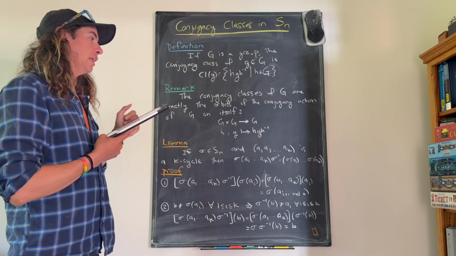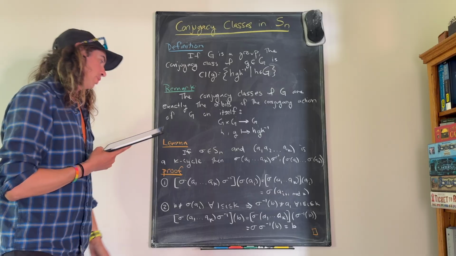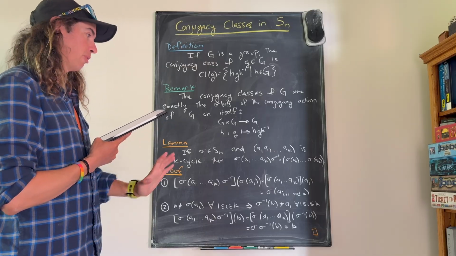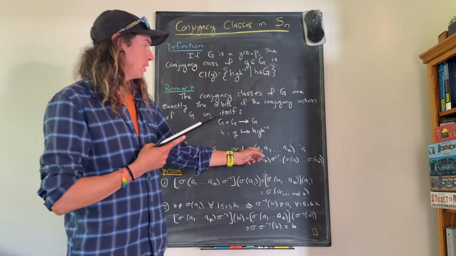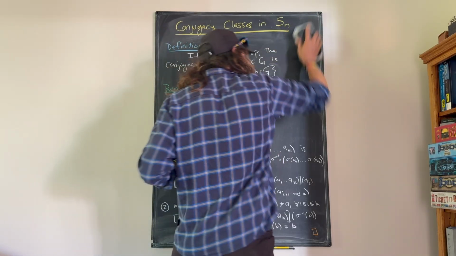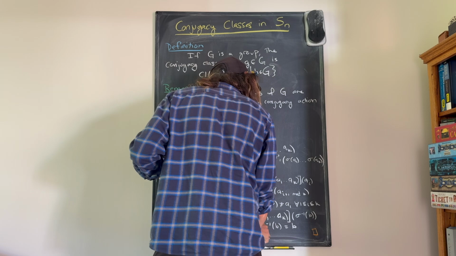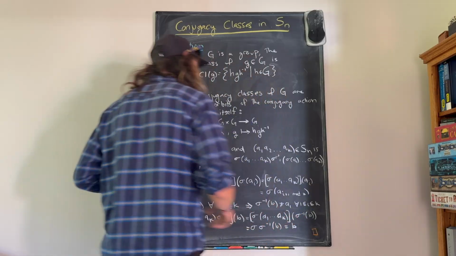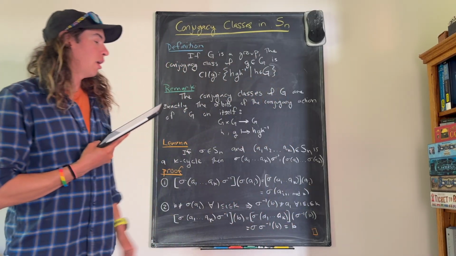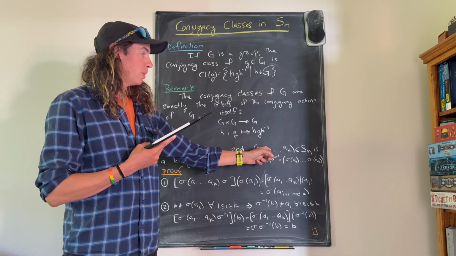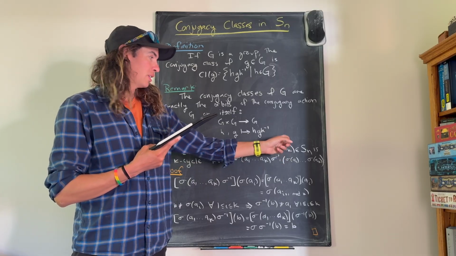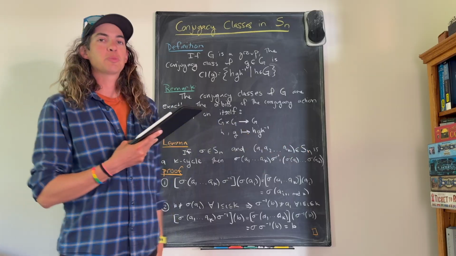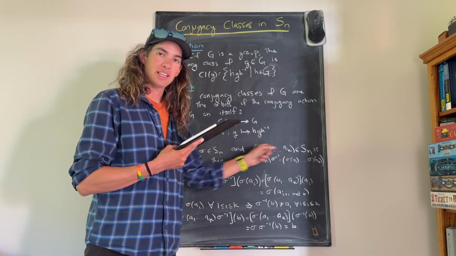Let's begin with a lemma that will lead us to the full classification. If sigma is in Sn, so if sigma is a permutation of the numbers 1 through n, and I have a k-cycle in Sn, remember, this is the permutation that sends a1 to a2, a2 to a3, all the way up to a(k-1) to ak, and then sends ak to a1, and doesn't do anything to any of the other numbers between 1 and n that are not listed here.